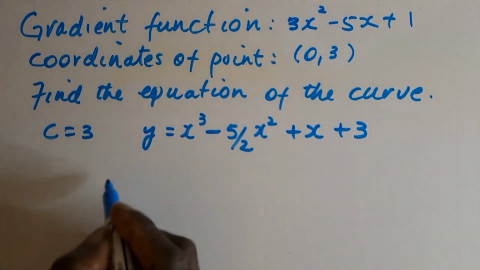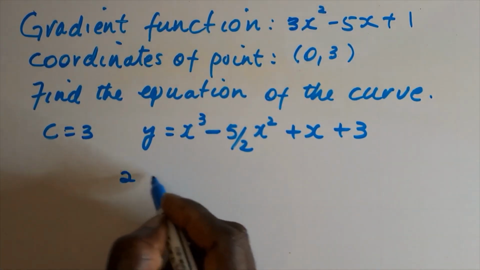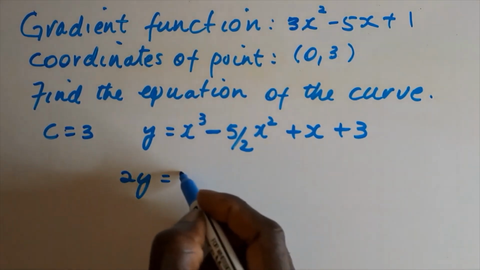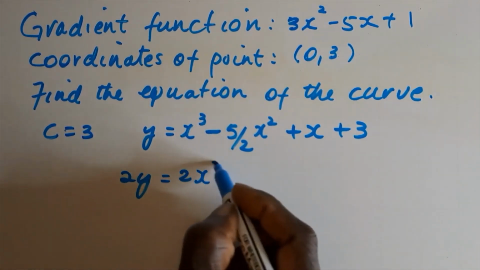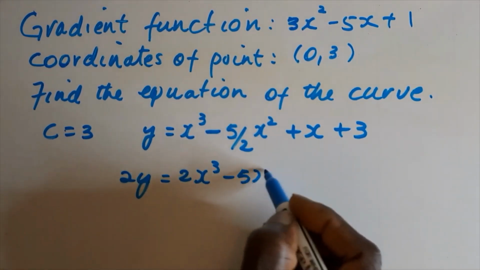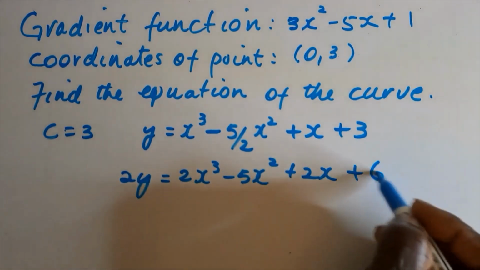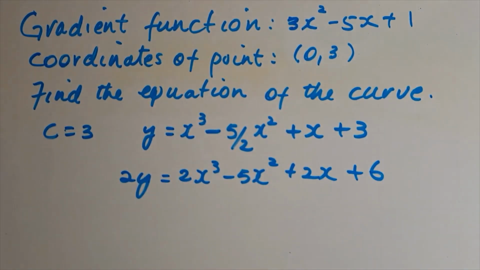Alternatively, we could write this in the form 2y, so multiplying both sides by 2, 2x cubed minus 5x squared add 2x add 6. You might see your results are quoted in different books in either the standard form or this form, 2y equal to 2x cubed minus 5x squared add 2x add 6.